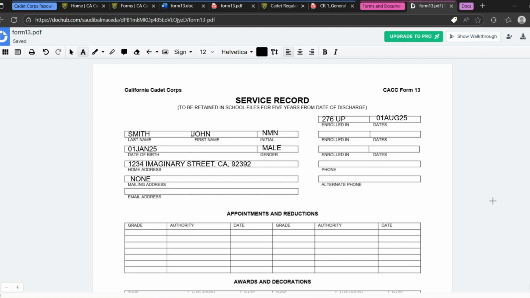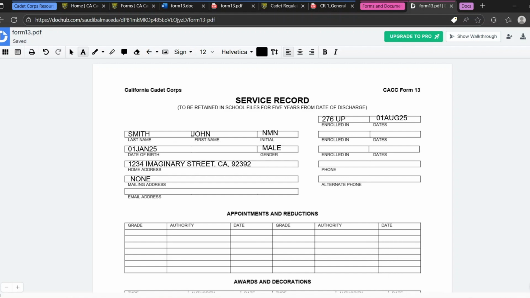Now, for the dates, what you will do is you will place the first date that you were enrolled in Cadet Corps at that specific school. You would do the 2-digit day followed by the 3-letter month followed by the 2-digit year. So for this example, we're saying the 1st of August, 2025. Now, if you were in Cadet Corps for multiple years, but you switch schools, let's say you're going from a middle school to a high school and you're staying in the program, that is where you would add an extra enrolled in these separate sections and include the dates that you are enrolled in that specific unit.